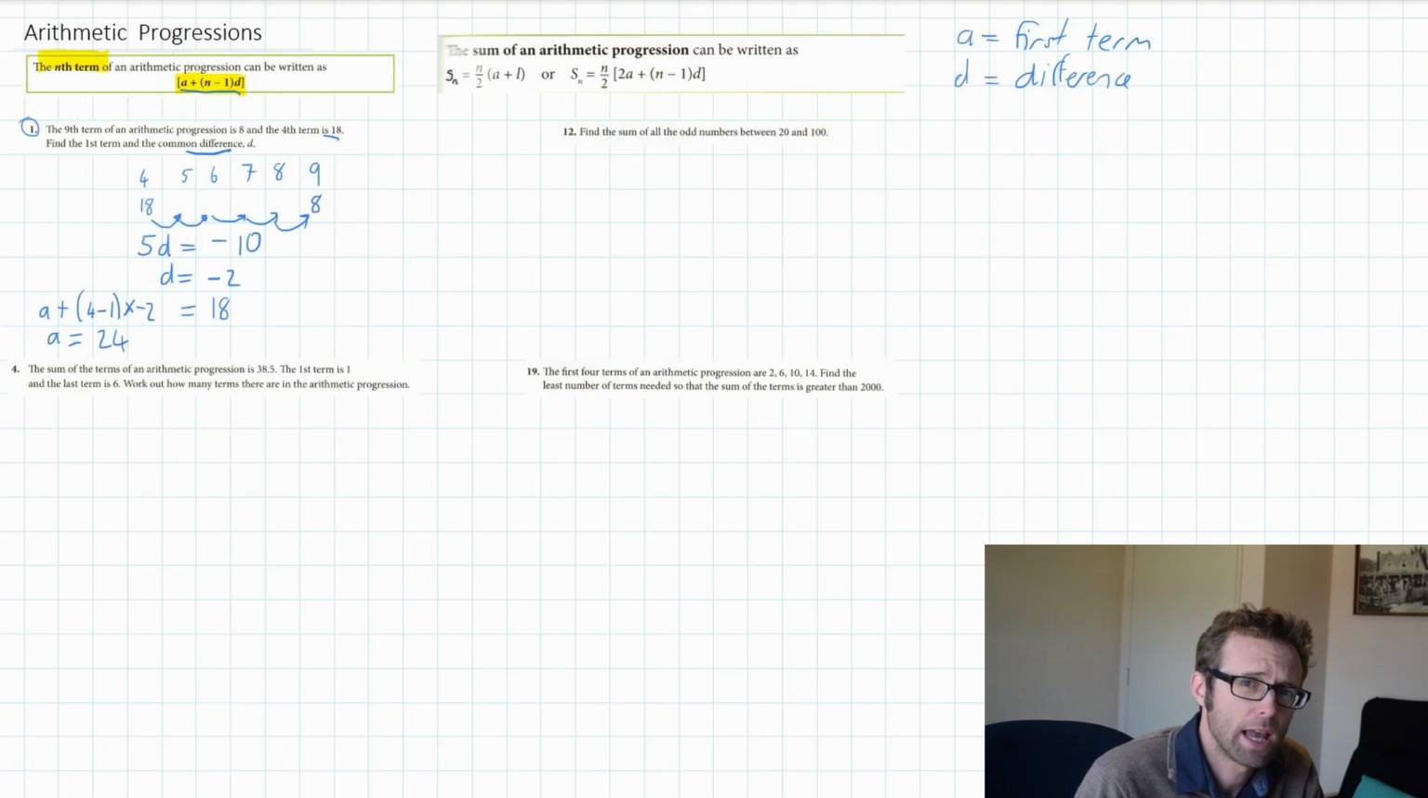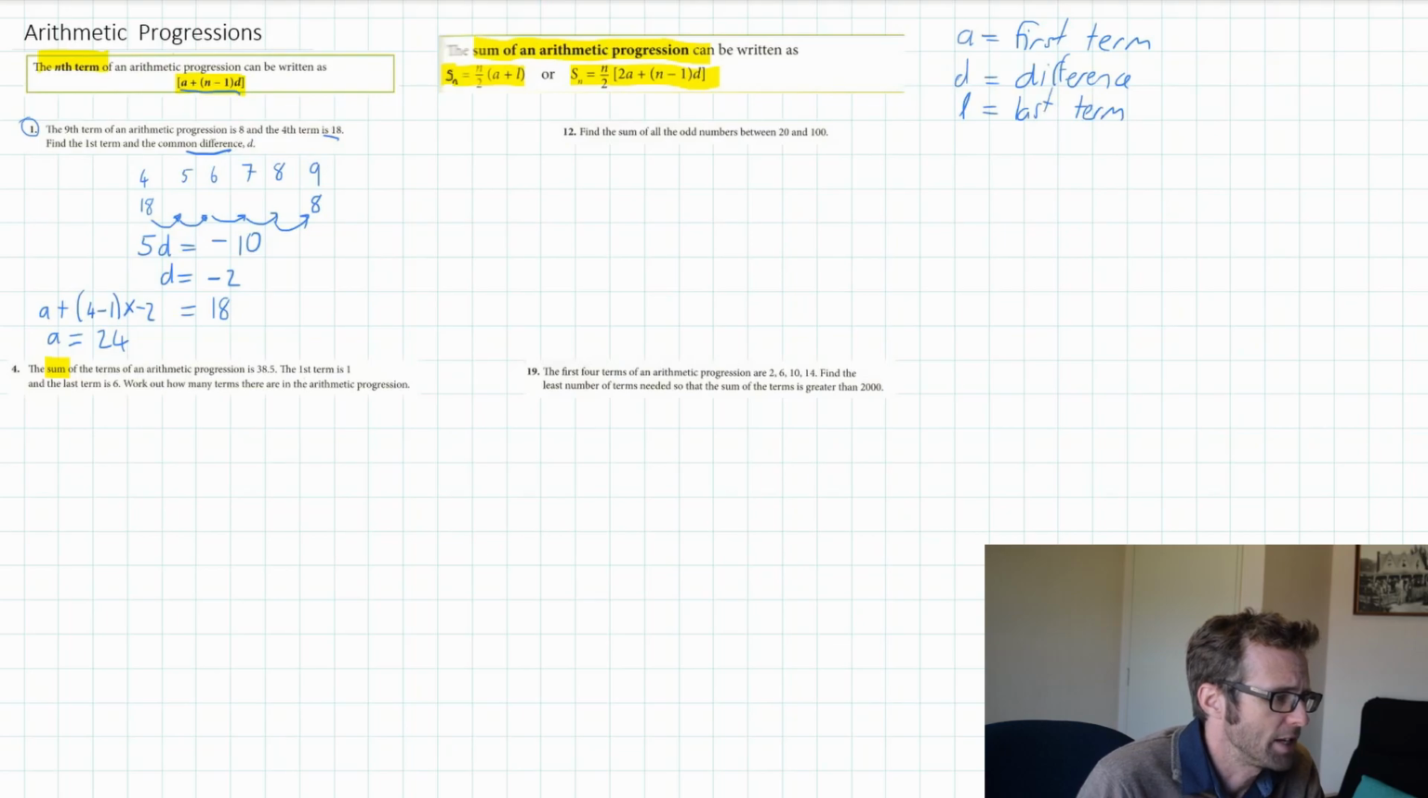Okay, let's have a look at number 2. This time we're using the sum formula. The sum of an arithmetic progression can be written in 2 ways. Sum of n is equal to n over 2 into (a plus l), or the other option is n over 2 into (2a plus (n minus 1) d). Now the only other thing that we don't know here is l. So what's l? l equals the last term, obviously in a finite series.